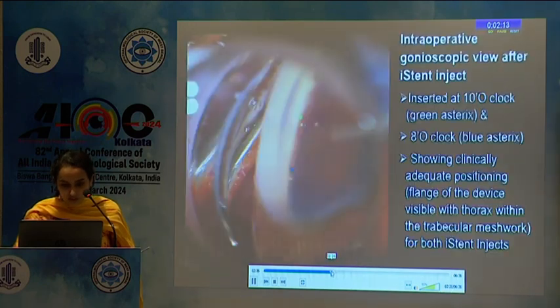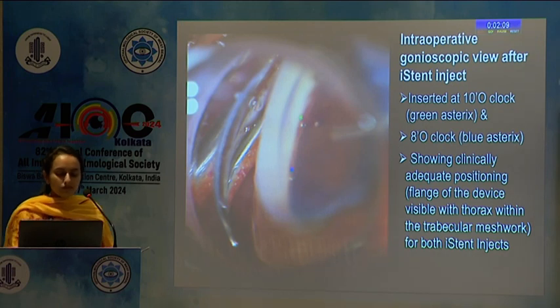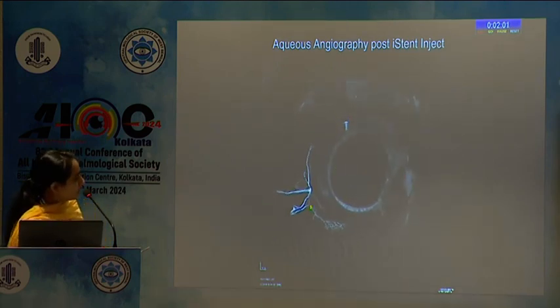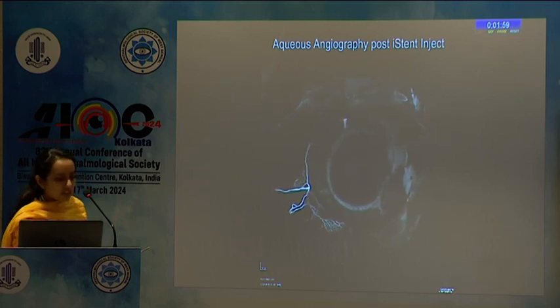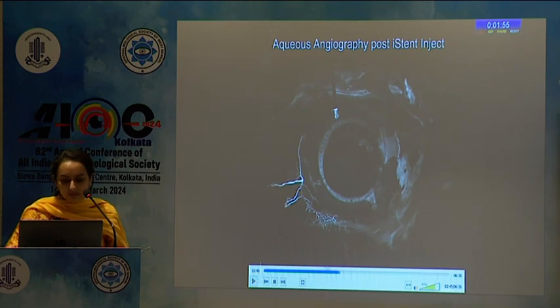So, just a second. The blue asterisk shows clinically adequate positioning of both the eye stent injects. We performed aqueous angiography post eye stent inject. We can see a very good collector channel through one and absence of the collector channel through the other. So this shows that only one was functional.